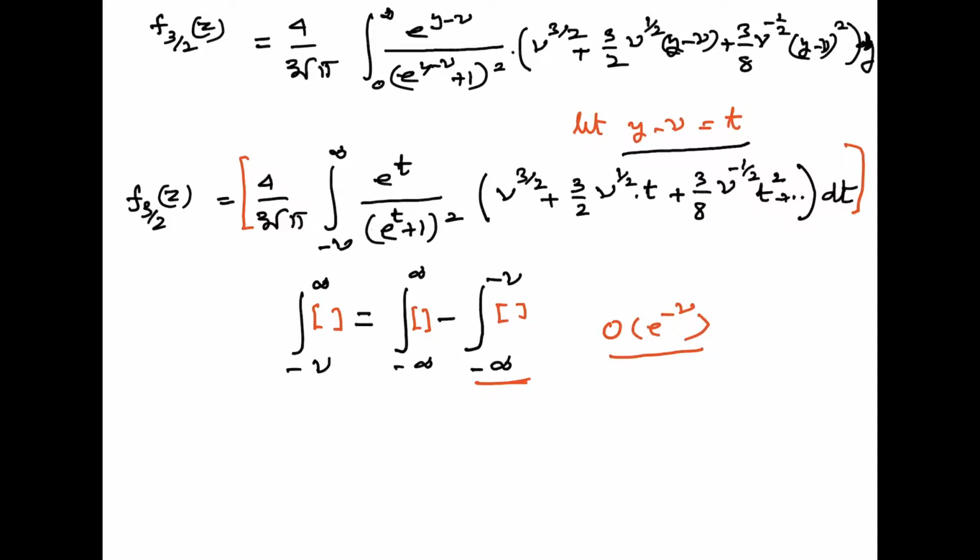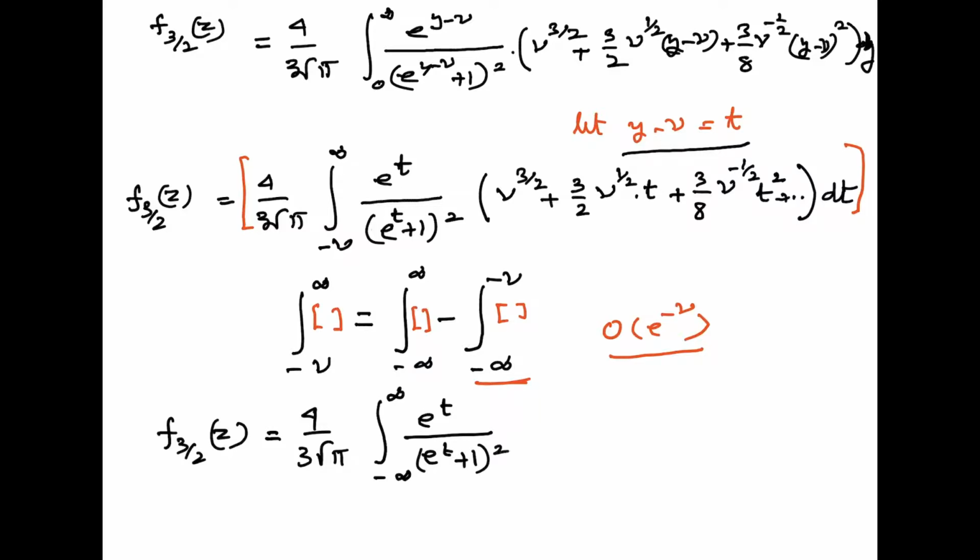So what we do is we write this f 3 by 2 z as 4 by 3 root pi integral minus infinity to plus infinity e to the power t divided by e to the power t plus 1 whole square into nu to the power 3 by 2 plus 3 by 2 nu to the power half into t plus 3 by 8 nu to the power minus half into t square dt, plus a term which is of the order of e to the power minus nu.